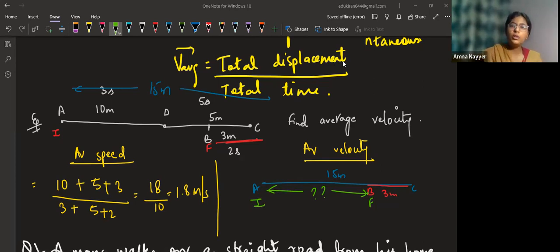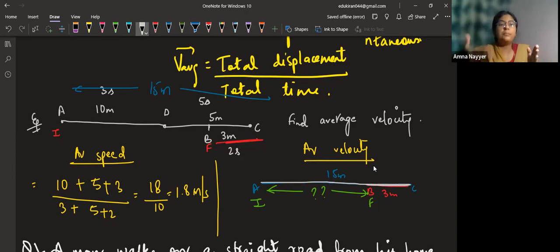It is 12. Do you understand, class? See, the entire was 15. The person was going from here and came back to here. But when we were calculating the distance, we added all the distances that were covered, because the definition of distance is total path covered. Even if the person is stepping back, which is 3 meters, we'll add it. That is the total distance.